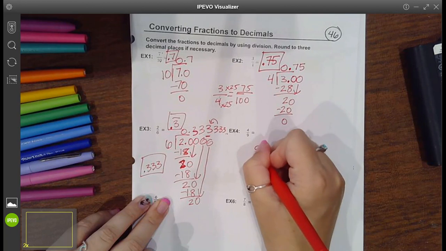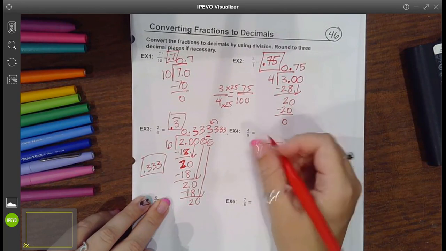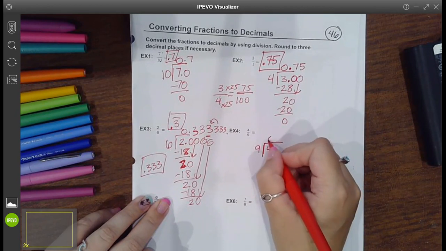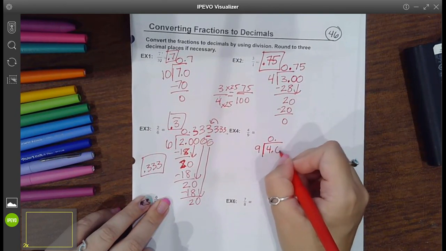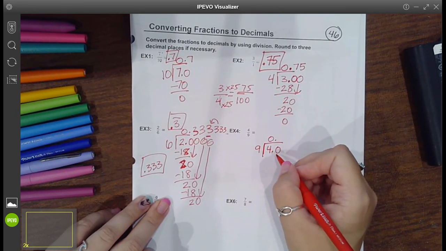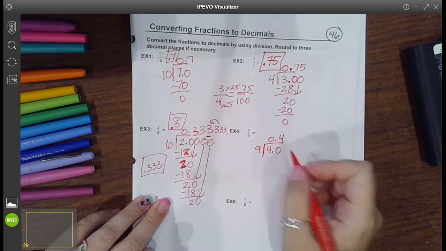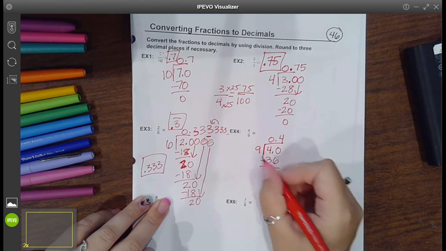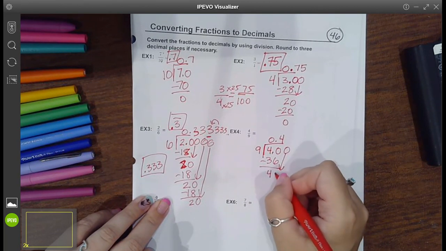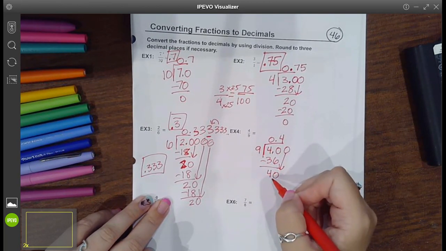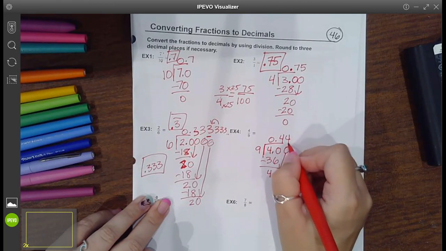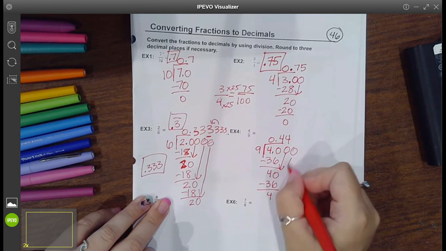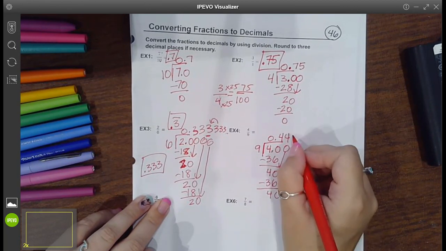All right, let's do 9 into 4. Remember, in and out, inside the house, outside the house. Okay, 9 can't go into 4, so I'm going to add a decimal and a 0. 9 goes into 40, though, 4 times. 9 times 4 is 36. Subtract that, you get 4, less than what I divided by, so I'm good to keep going. 9 goes into 40 4 times. That's 36. Subtract, I get 4. Keep going. Hey, are you noticing something with this one too?